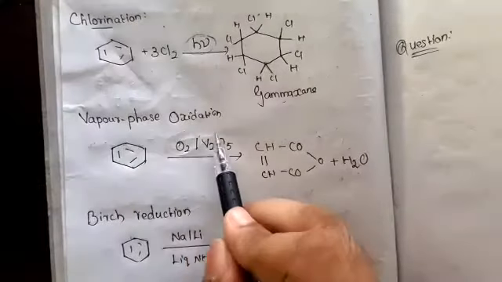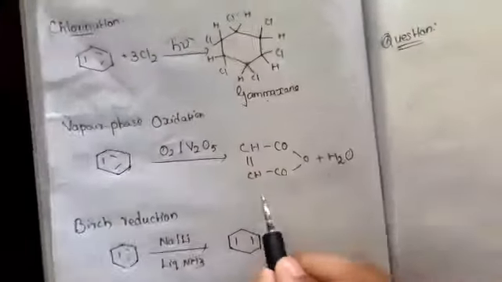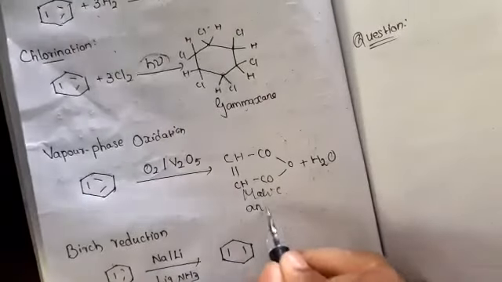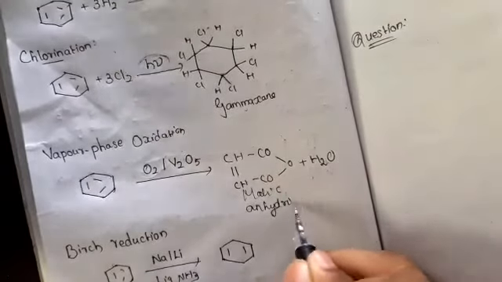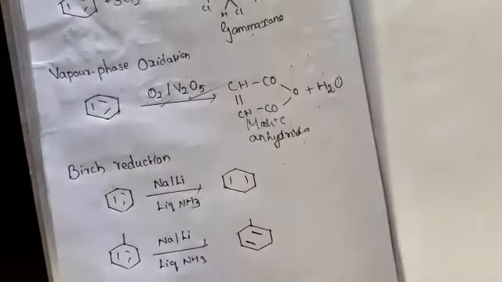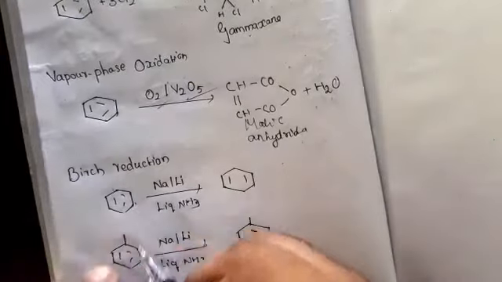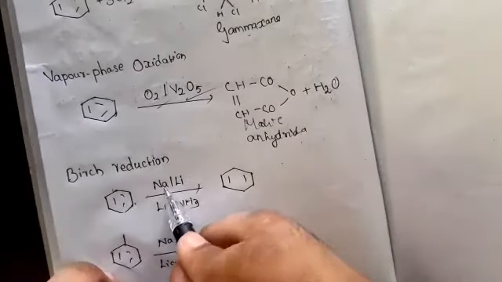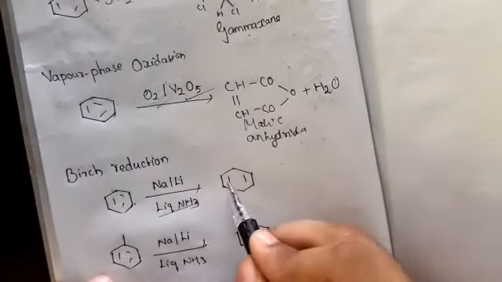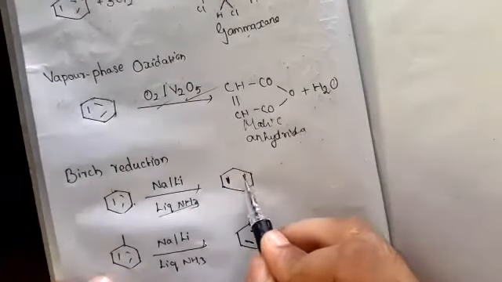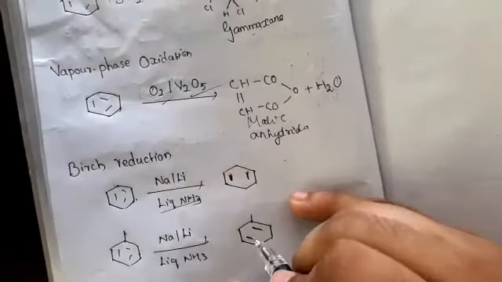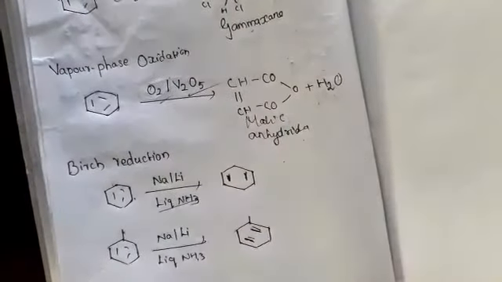If you do vapor phase oxidation of benzene in the presence of oxygen and vanadium pentoxide catalyst, you will get maleic anhydride. Then the Birch reduction: benzene or any aromatic compound in the presence of sodium or lithium metal in liquid ammonia gives cyclohexadienes. This is the Birch reduction. If there is any substitution, you should put the bond like so. This is the correct answer.